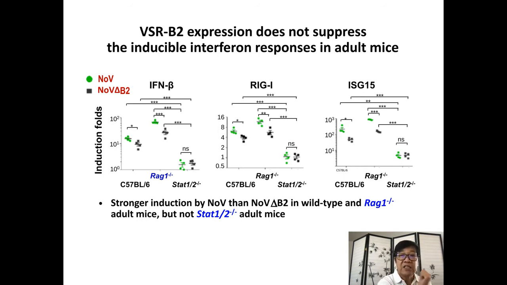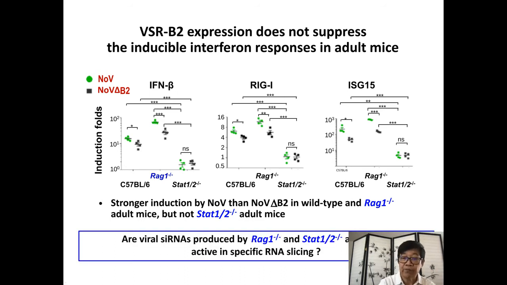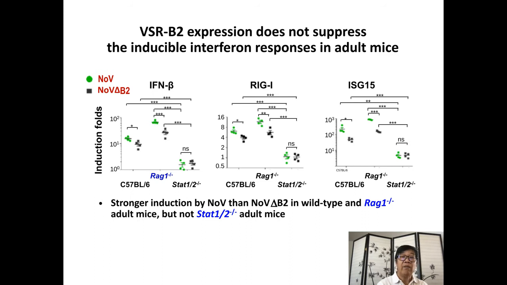So as expected, infection with either virus induces expression of ISGs and interferon beta genes in the wild type and RAG1 knockout mice, but not in STAT1, STAT2 double knockout mice. So these indicate that B2 expression does not suppress the inducible interferon responses in adult mice.